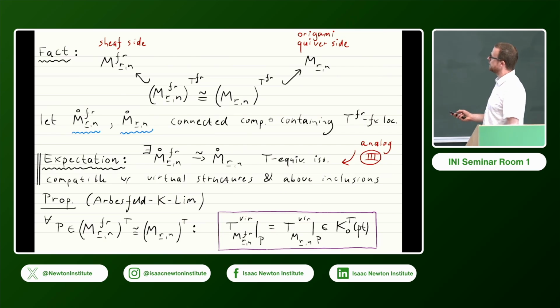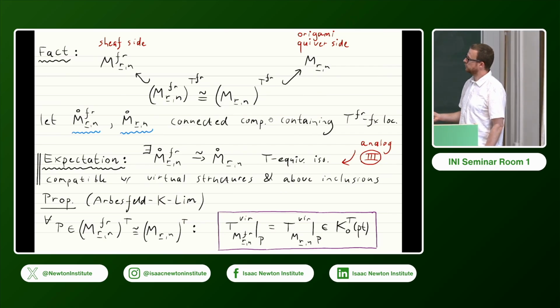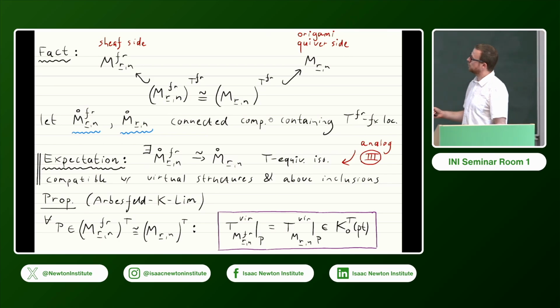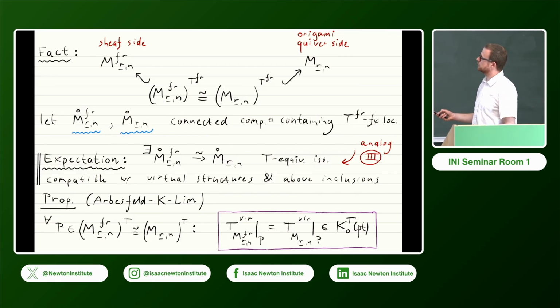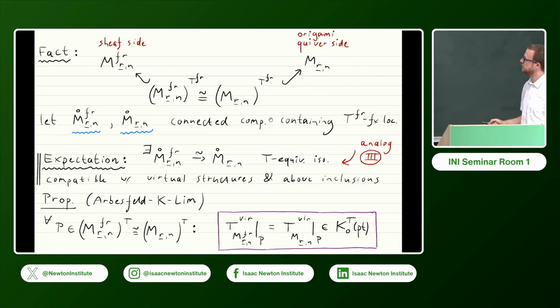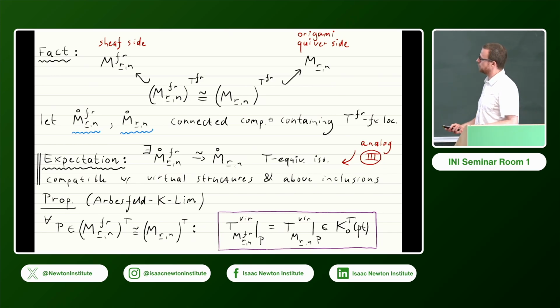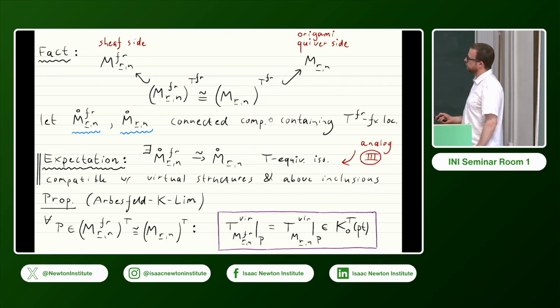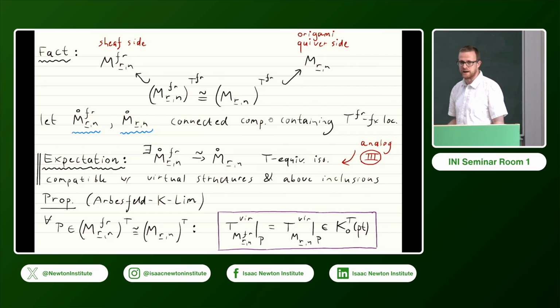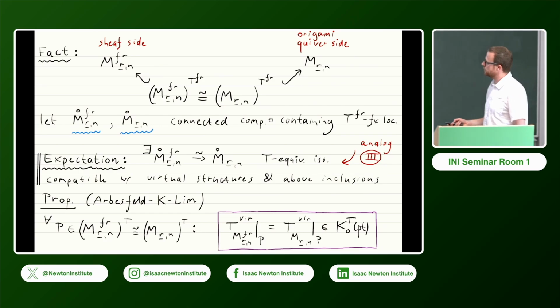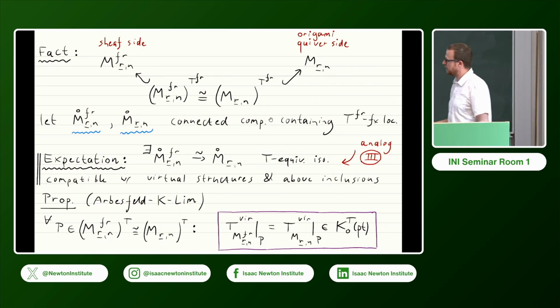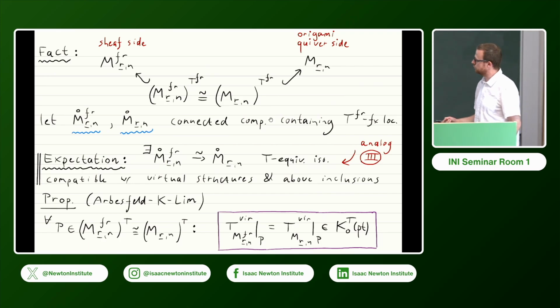And then what you may hope is that that connected component is actually the same, so that there's a T-equivariant isomorphism between these connected components, which on the one hand respects these inclusions of fixed loci, and which on the other hand intertwines the virtual structures. So this is what we hope, and if it's true, this could be viewed as an analog of Bart's result. But what we show is, at least on the level of invariants, something like this is true.